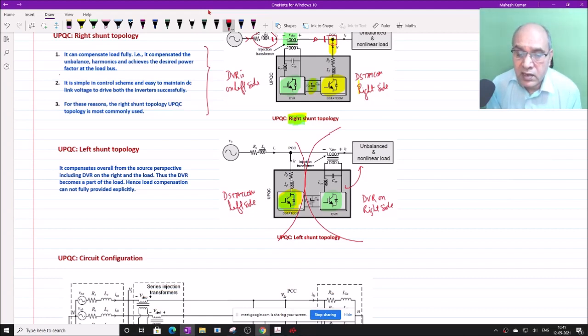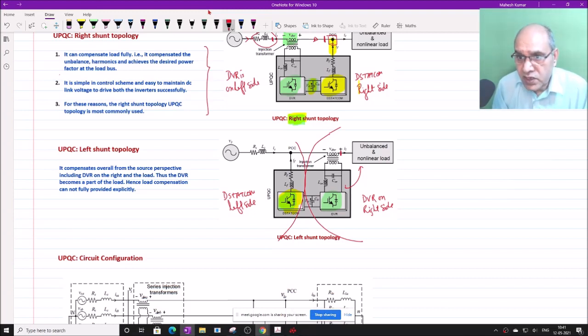So we cannot explicitly compensate the load in this particular case, but we can maintain the load bus at 1.0 per unit. So voltage is perfectly compensated for the load bus, but the other parameters are not perfectly controlled for the load.